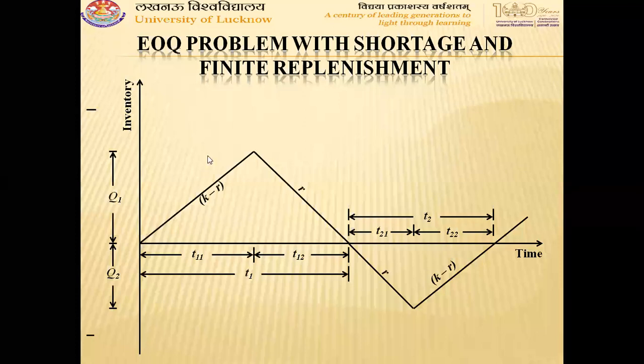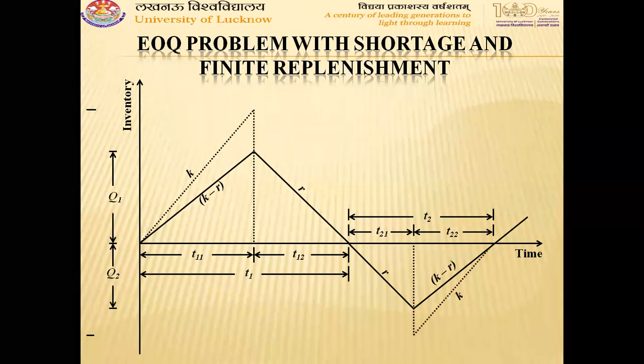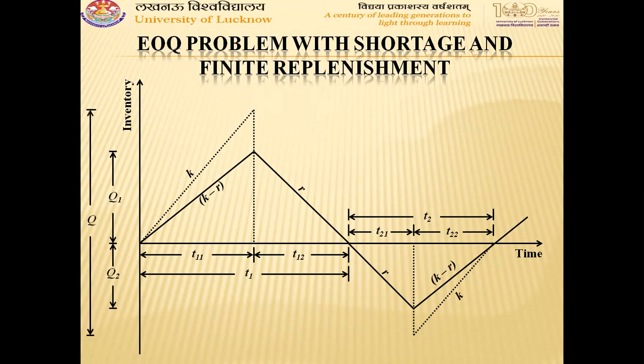But since production goes on with finite rate K, during time T1 the units produced will be somewhat higher than Q1. Also during T22, the units produced will be somewhat higher than Q2. That is this quantity, and from this to this the distance will be taken as Q. That is, the total produced quantity is Q units. So from this graph, it is clear that time can be divided: T is equal to T11 plus T12 plus T21 plus T22.